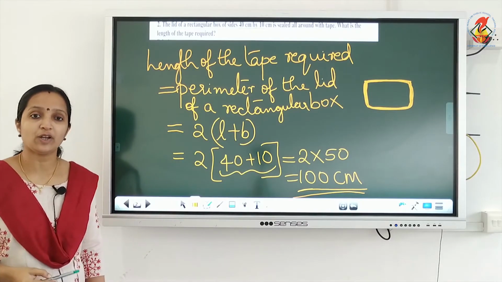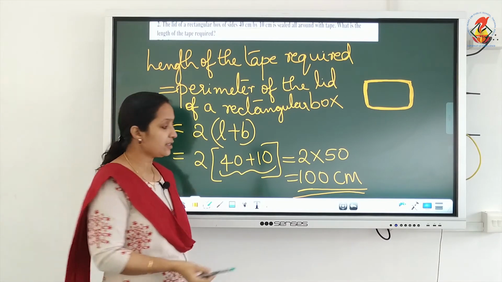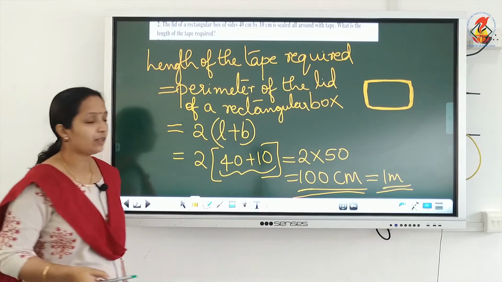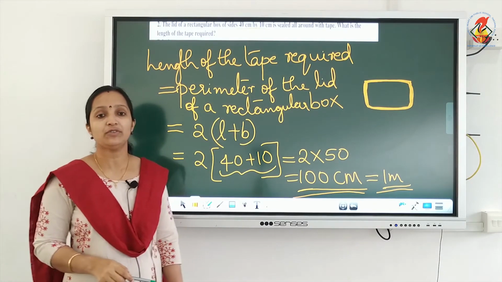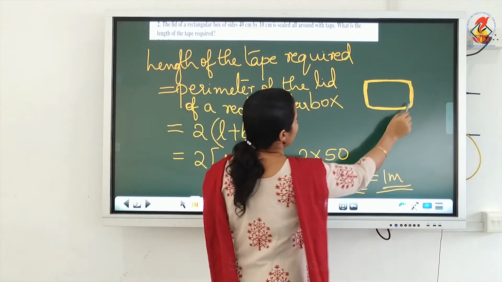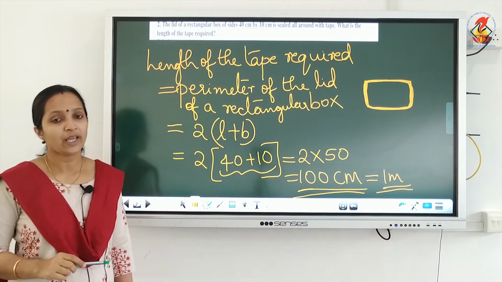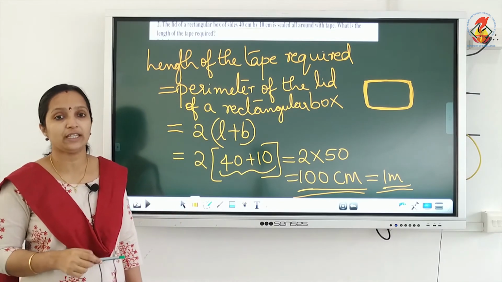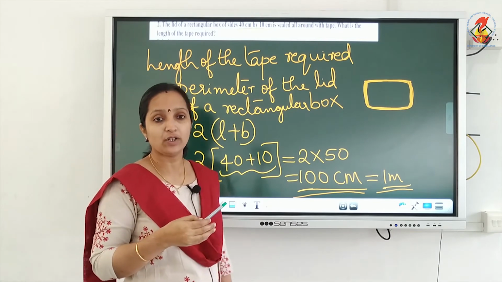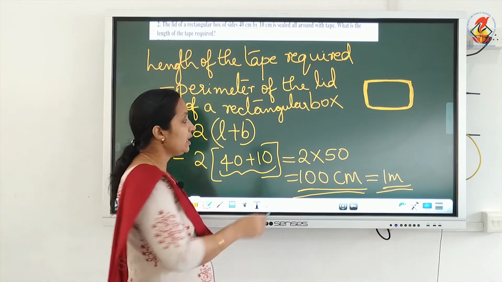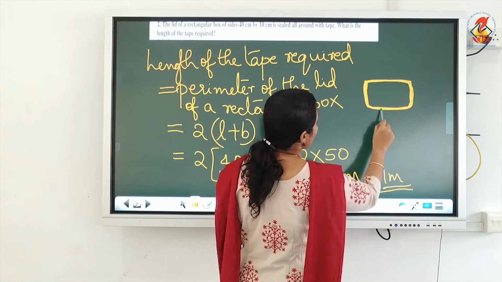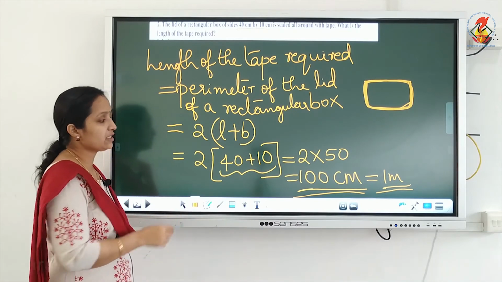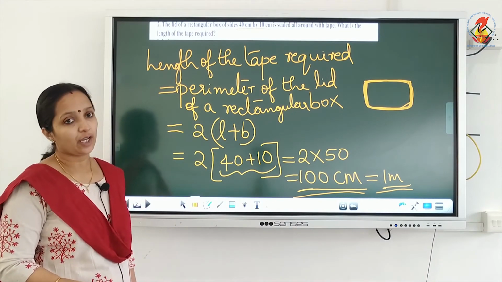So, what is the answer we got here? 100 centimeter. 100 centimeter is equal to what? 1 meter. So, what is the length of the tape required? We need 1 meter of tape to cover the lid of this rectangular box. I hope this is clear. We have to cover the lid of the rectangular box using a tape and find the length of the tape. So, children, the length of the tape will be equal to the perimeter of this lid. We found the perimeter and the answer is 1 meter. I hope it's clear now.